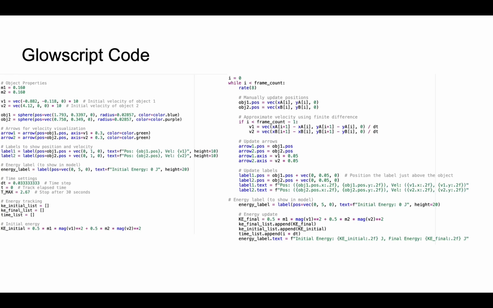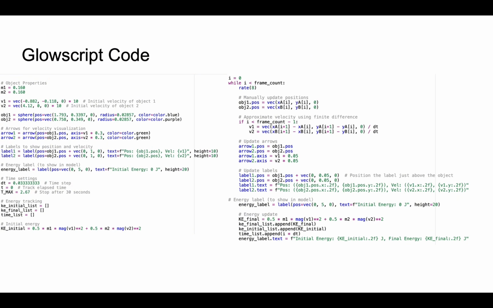So here's the GlowScript code. First I gave them the properties of the pool ball and used the same colors in the code that I did in the experiment. And we have the arrows for the velocity visualization, and we have the time step settings and energy tracking.